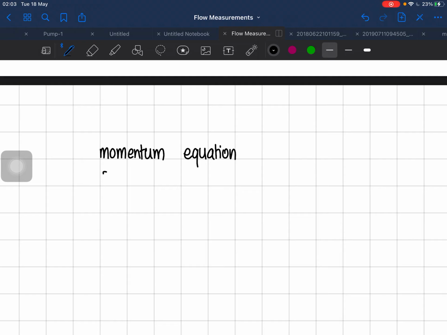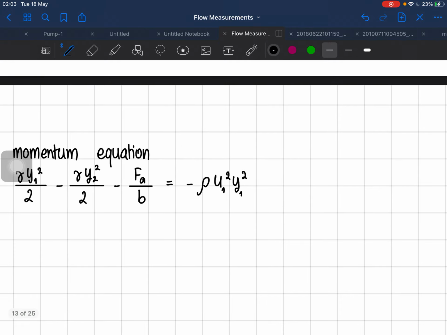For this momentum equation, we have gamma y1 squared over 2, minus gamma y2 squared over 2, minus F, which is the force, at point A, or B, which is the width, equals minus rho, which is the density, times u1 squared times y1, where u is the velocity.